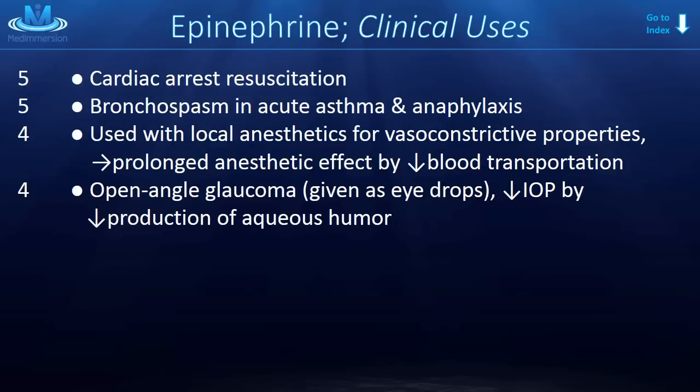Clinical uses of epinephrine include cardiac arrest resuscitation. And this should make sense just because of the effect that epinephrine has on the heart. It stimulates it. It gets it going again. It jars it. Next, you could use it for extreme cases of bronchospasm, such as acute asthma or anaphylaxis. And again, we talked about that. That makes sense, right? The beta 2 effects are going to open up bronchi.